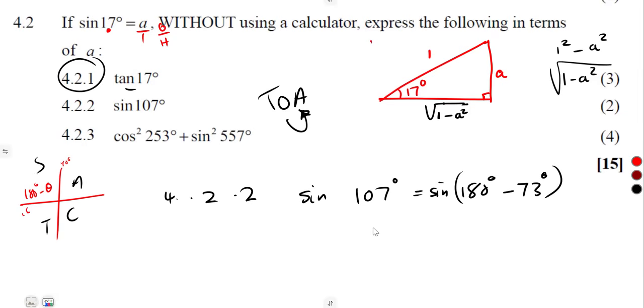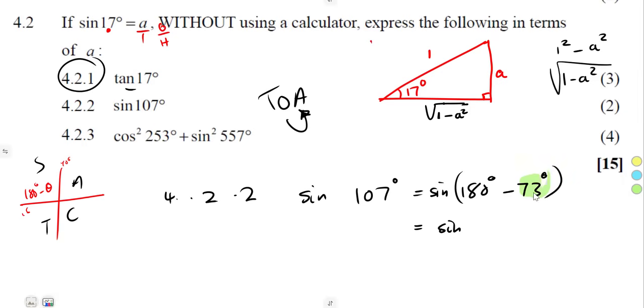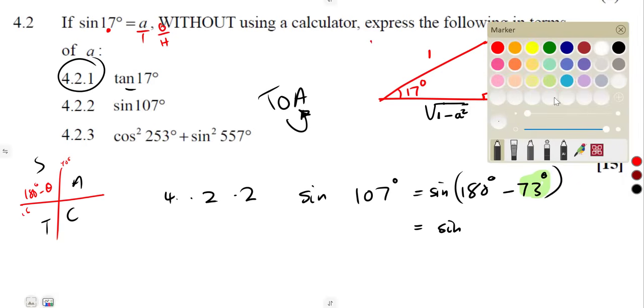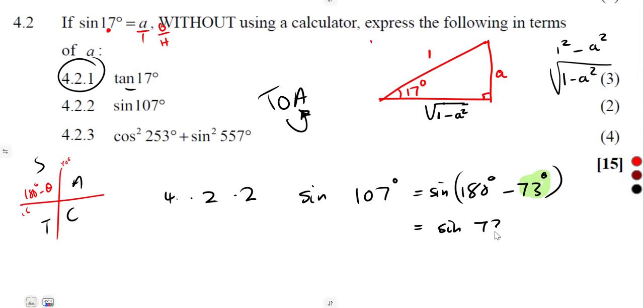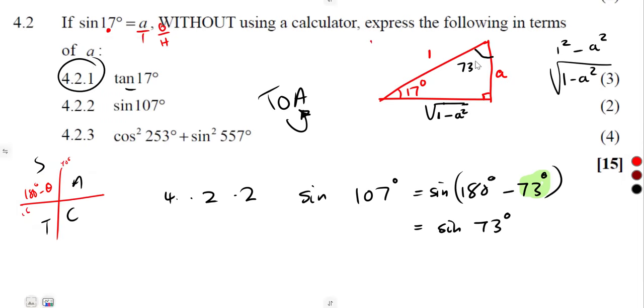So this lies in the second quadrant from our CAST concept. It is the quadrant of sine, so that's a positive sine of the acute angle. Our acute angle is what? 73 degrees. So this is sine 73 degrees. Do we have 73 degrees in this triangle? Remember, these two angles are supposed to give us 90 degrees. So you can test that. 90 minus 17 is 73.